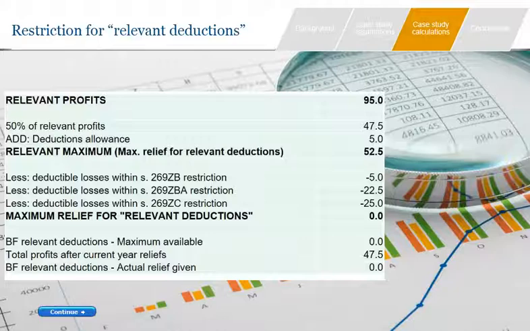So in the slide we need to deduct the actual £5 million relief claimed for pre-1st April 2017 trading losses within the scope of the section 269ZB restriction. We must deduct the 22.5 million of capital losses within the scope of the section 269ZBA restriction, and we must also deduct the 25 million of actual relief claimed for loan relationship non-trading deficits within the section 269ZC restriction. The amount is 0. Therefore no relief could have been claimed for relevant deductions had there been any in the case study example.